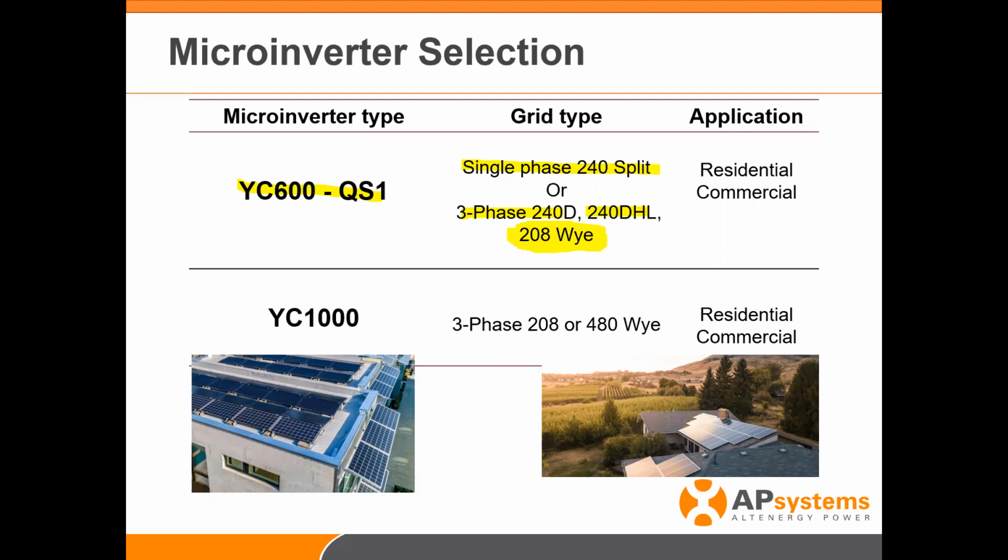Very simple. If you are looking for that residential, that commercial solution, the YC1000, plug and play, a 3-phase 208 or 480Y. Again, this is the 5-wire system, 3 lines, neutral and ground, phase monitored, phase balanced. Plug and play, couldn't get any better for your commercial environment.